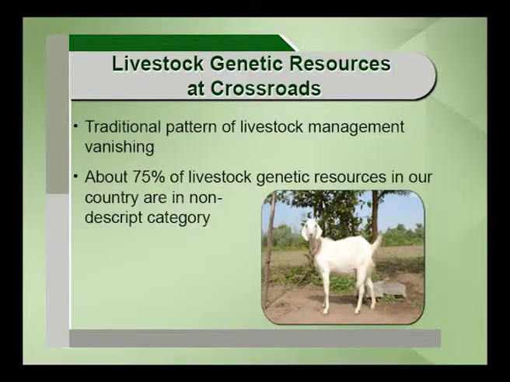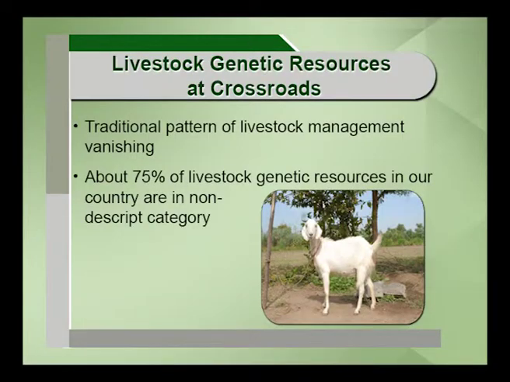The next point is that about 75% of livestock genetic resources in our country are in the nondescript category. When I say nondescript category, there is a lot of phenotypic and morphological variation existing in the livestock population. Because of the variation, we cannot categorize that population into a particular breed. It is difficult. So why has this happened? This is because of non-traditional breeding practices, uncontrolled breeding in localized conditions. Because of this, 75% of our livestock is in the nondescript category. It is very vulnerable, so we need to take it into account quickly.